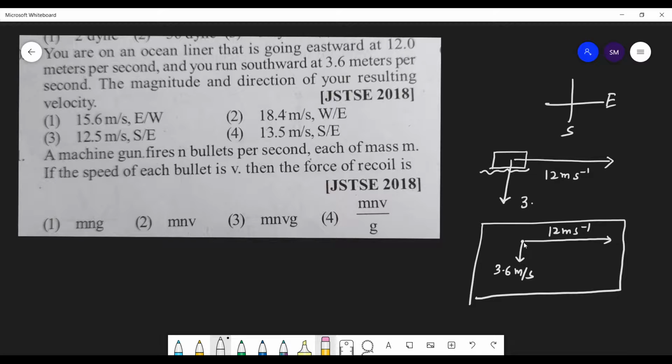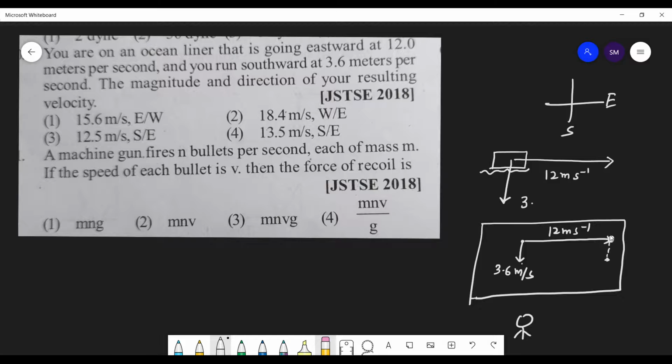So what will be the resulting velocity? The surface on which you are moving is also moving. So if a person is standing outside on the ground and watching you, then according to him, due to this horizontal velocity you will reach here horizontally, and due to this vertical velocity, you will reach here.